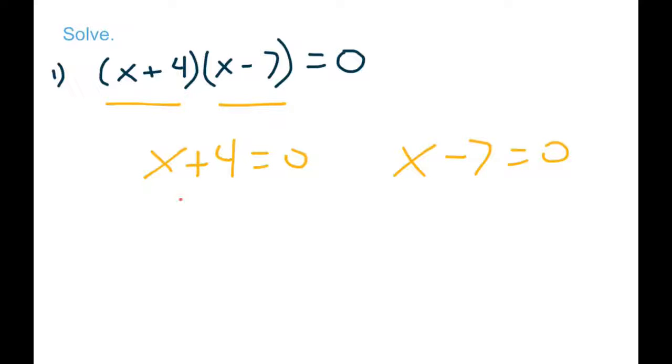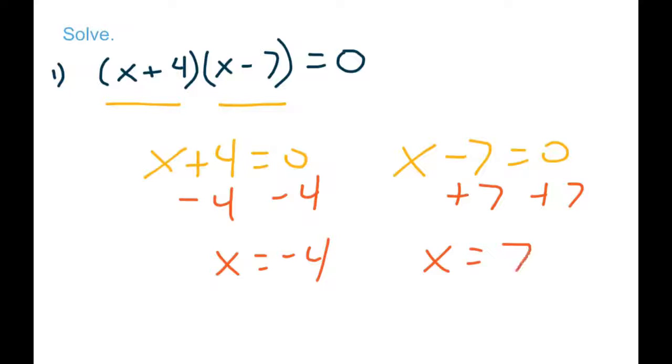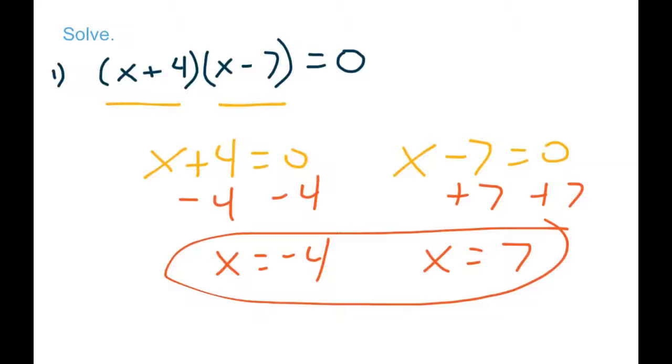Okay, let's solve. Subtract 4 on both sides. X equals negative 4. Over here, we'll add 7 on both sides. X equals 7. And then we have two solutions. X could equal negative 4, or x could equal 7.